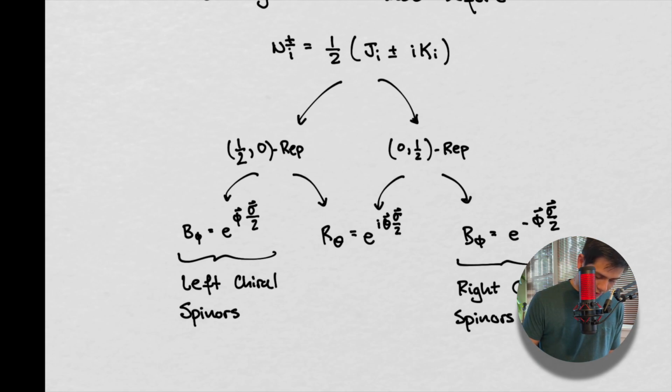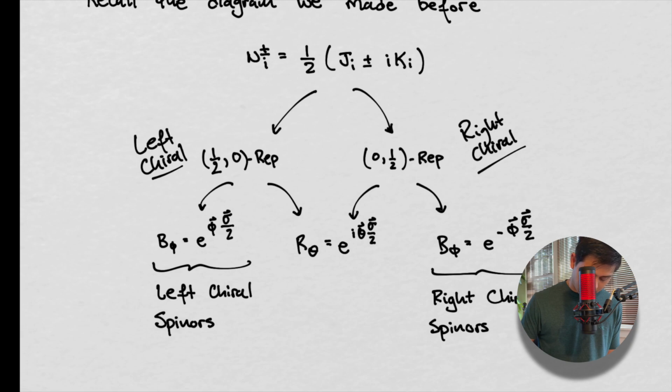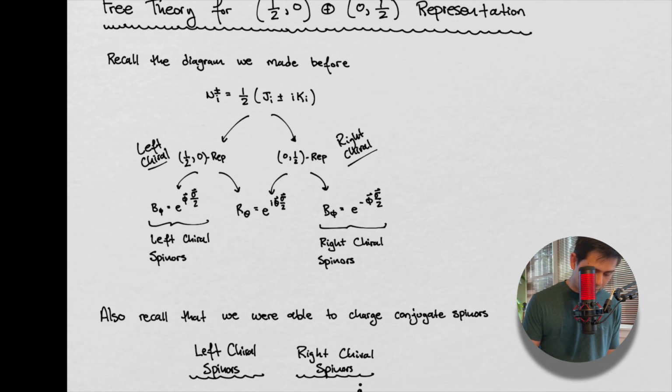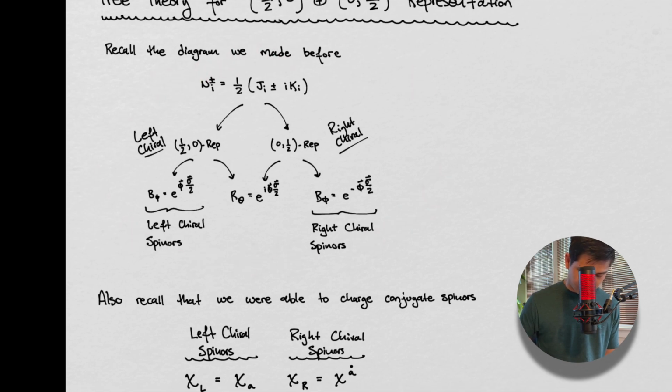So these guys were left chiral, and these guys were right chiral. Left chiral and right chiral. And then we said, well, how do these guys actually transform? These guys transform in these ways, right? So we could boost left chiral spinors, and we can boost right chiral spinors, or we can rotate them. And so that's the diagram we had developed up until now.